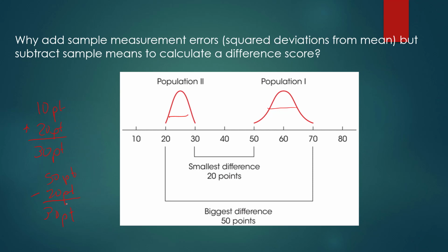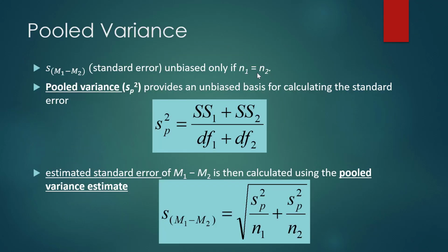So that is why we add the variability together. The variability was 10 points here and 20 points here. Of course, the formula is a little bit more complicated, but that's the reason that we add together the variance, but we subtract the sample means. So the formula I showed you earlier is only used if n1 equals n2. That previous formula a couple slides ago, only if n1 equals n2, the sample sizes are the same. Otherwise, we have to use what's called pooled variance, which provides an unbiased basis for calculating the standard error.